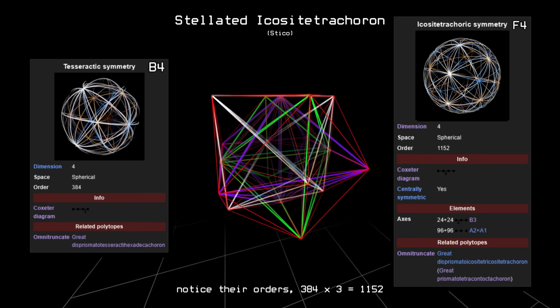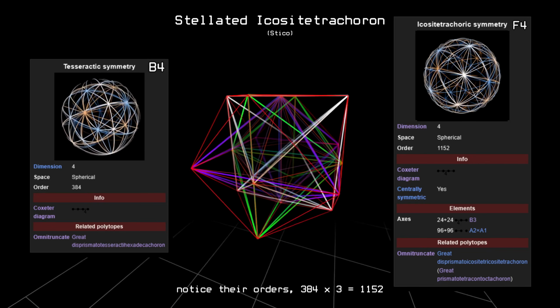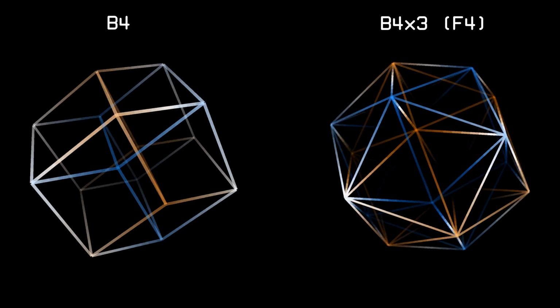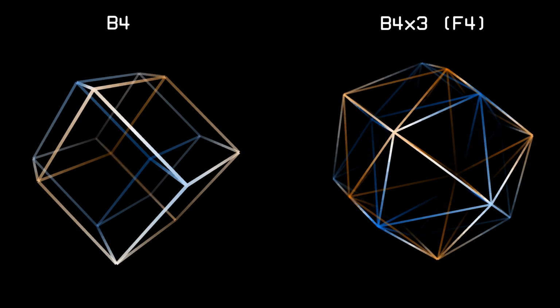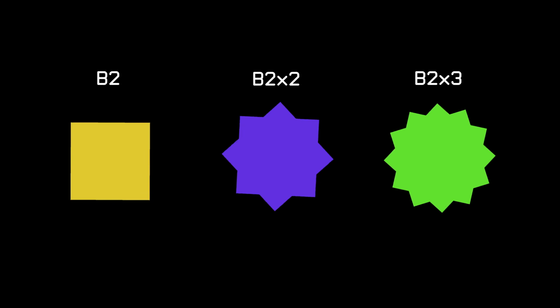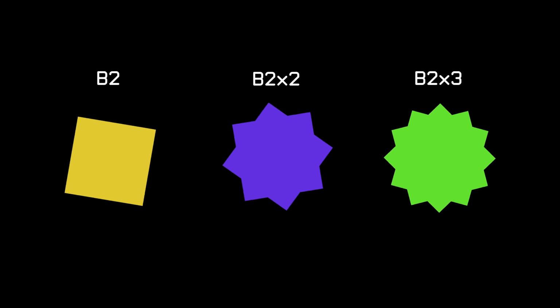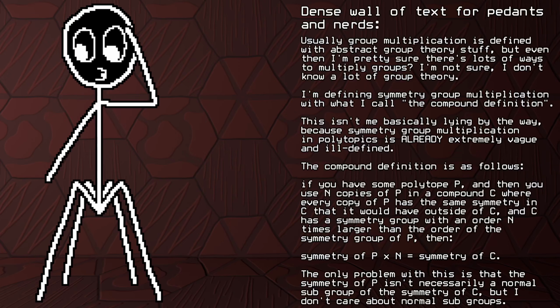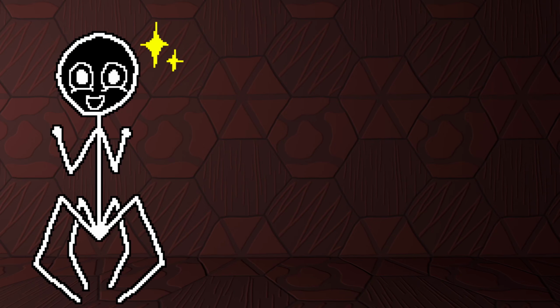In case it wasn't obvious, you can't arbitrarily multiply symmetry groups by numbers. Simplices can double their symmetry group because they don't have opposite vertices, but the 2 cube and 4 cube are the only n cubes to have a symmetry group that can multiply, and by 3 is very strange. B2 can multiply by any arbitrary integer because all polygonal symmetry groups can do that by compounding a bunch of polygons at different angles. This means that, according to this definition of group multiplication, B4 times 3 is F4.